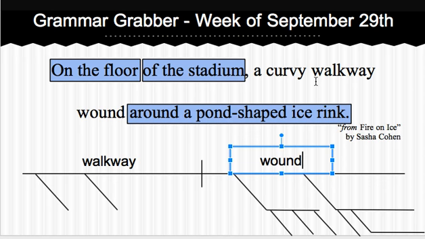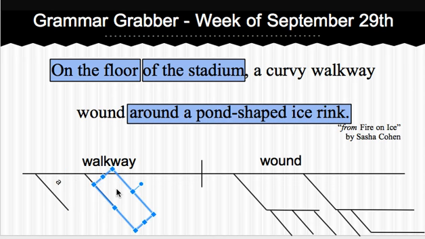A curvy walkway wound. What two words are describing walkway? And you can see right in front of walkway we have two words, a and curvy. So a goes with walkway and curvy goes with walkway. They get put on the diagonal lines coming down off of walkway because they are describing walkway, or are an adjective and then also our article.